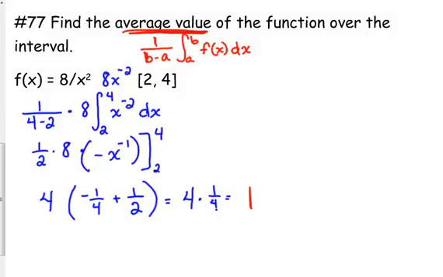Now, something to be noted. When you're doing these problems and they involve rational functions like this, you need to make sure that your interval does not include the discontinuity. Where is a over x squared discontinuous? It's discontinuous at 0, because that's where the denominator would be equal to 0. Our interval does not include 0, so we're okay. 2 to 4 doesn't include 0, we're fine.